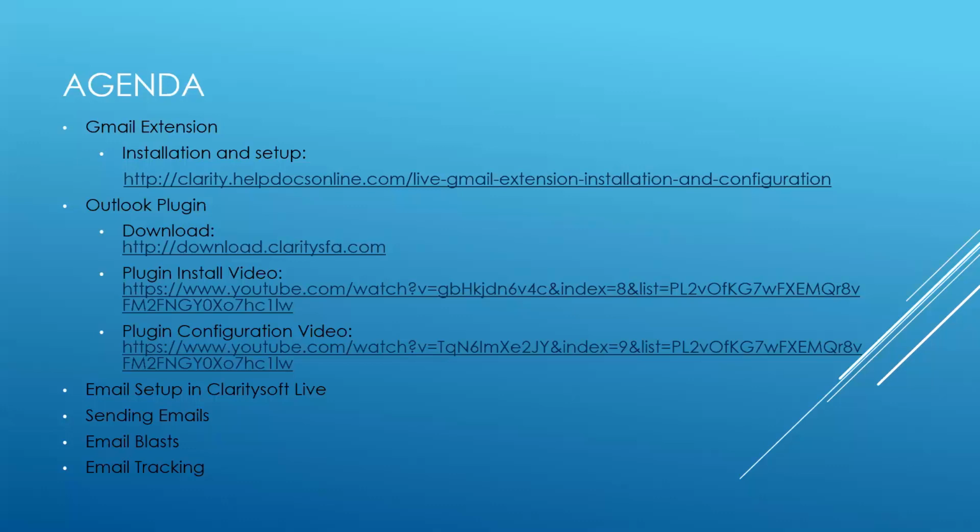Then we're going to get into talking about setting up your email in ClaritySoft. There is a configuration that you need to do so that you can send emails out of ClaritySoft, and you can send either single emails or set up email blasts. Then we will get into sending emails and the various ways of sending them. Along with that, we will talk about creating email templates that you can save, creating and saving your signature, and then how to set up an email blast and send it.